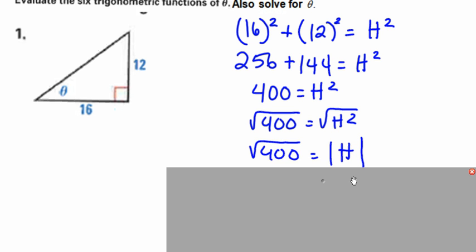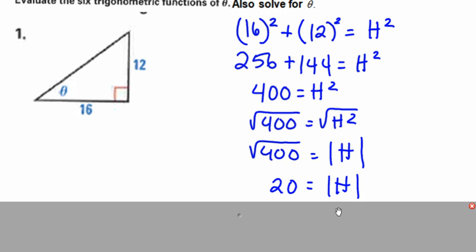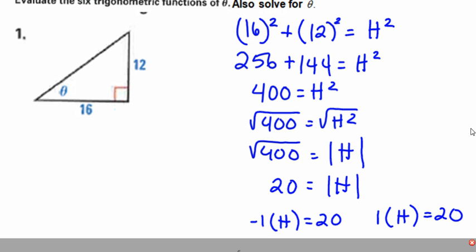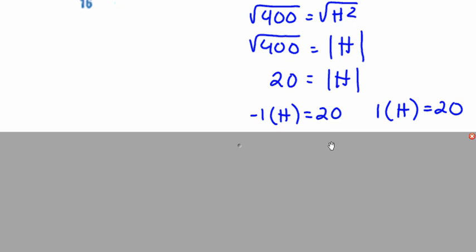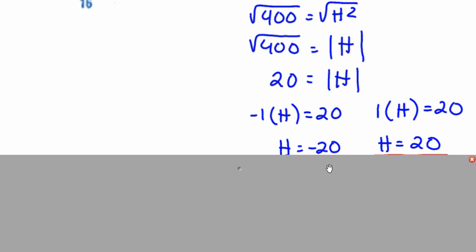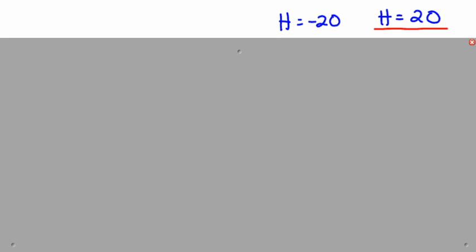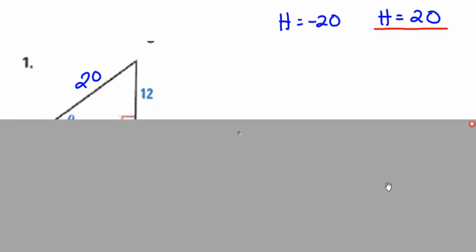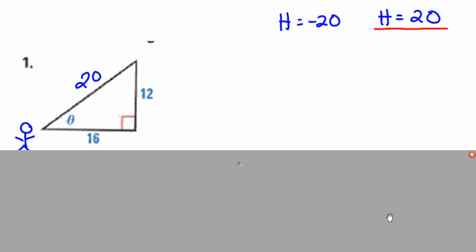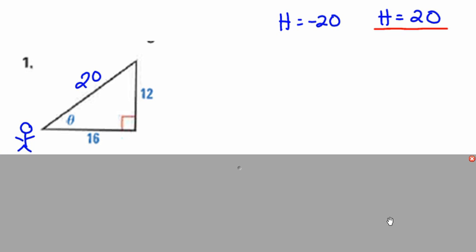h squared is the absolute value of h. Now remember, the absolute value measures the distance from 0. And so we're going to have to go left and right that amount for that distance. If we go to the left, our hypotenuse would equal negative 20. If we go to the right, our hypotenuse is 20. Because we're talking about a length of the triangle, we cannot have a negative length, so we're going to have to use 20 as the hypotenuse. So we go back to our picture and fill in our hypotenuse. Now we can complete our three trig functions.